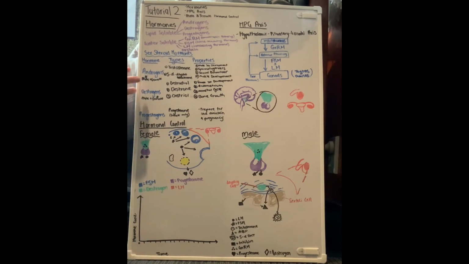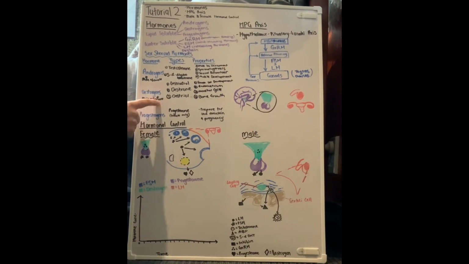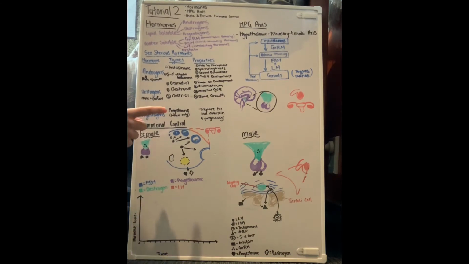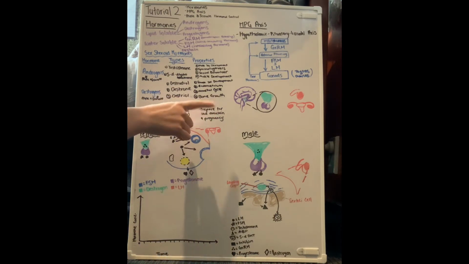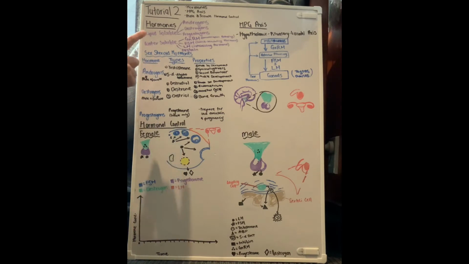Now there are three main sex steroid hormones. Number one's androgens, which are in males and females, but mostly in males. Estrogens, which are in male and female, but mostly in females. And progestogens, which are female only. The main type of progestogen is progesterone, and its role is in preparing and maintaining a pregnancy. Now the two main types of androgens are testosterone and 5-alpha dihydrotestosterone. That last one, 5-alpha DHT, is just a more potent version of testosterone.